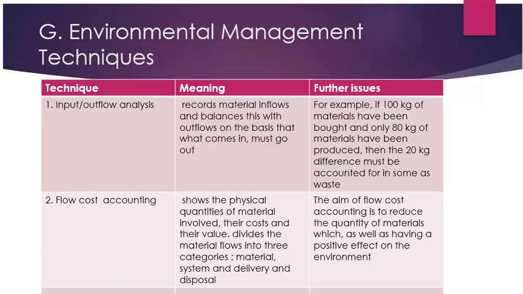Now, what's the aim of flow cost accounting? The aim of flow cost accounting is to reduce the quantity of material, as well as having a positive effect on the environment. So it should reduce the quantities of material. Remember, if you reduce quantity, you save space, you also save wastage. Alright, so if we save wastage, then it means we're going to manage our environment. That's the second one, flow cost accounting.